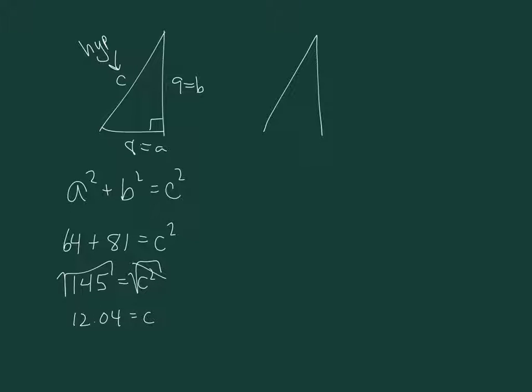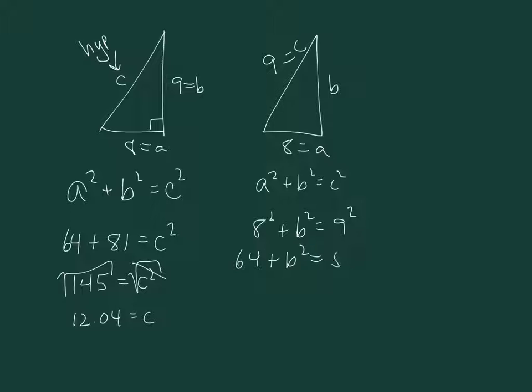Let's do the same one. Let's change out where some of the numbers are. Let's go 9 here, 8 here. Okay, well that means now that my hypotenuse is C, and my little a is 8, and B is my question mark now. So again, A squared plus B squared equals C squared. What we've got is 8 squared plus B squared equals 9 squared, which is again 64 plus B squared equals 81.